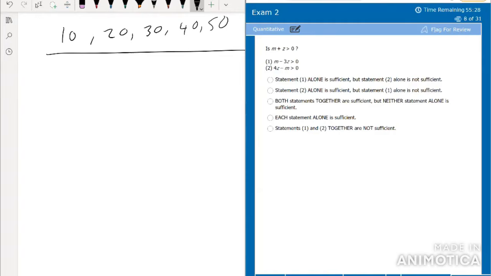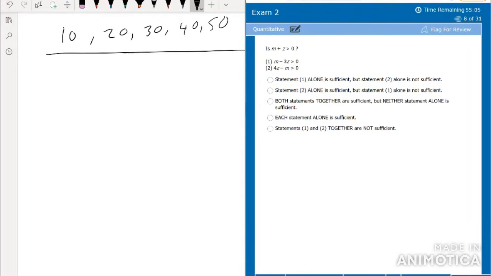Is m plus z greater than 0? Well, we don't know anything about m or z at the moment. So m minus 3z is greater than 0. Well, we still don't know, they could be positive or negative, so that's certainly not enough. Same for the second one.